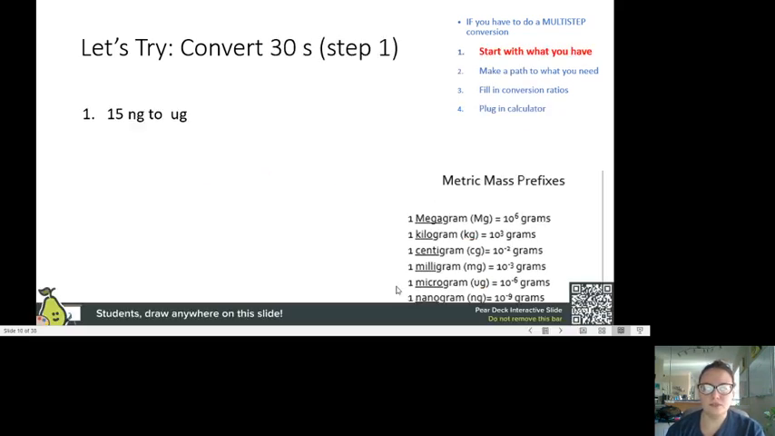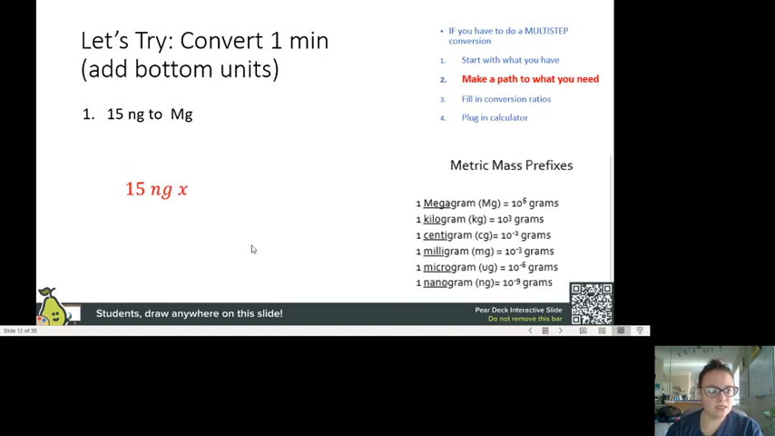So we'll try another one. Start with what we have. They gave us 15 nanograms. Now we need to make a path. I can go nanograms to grams, and then grams to micrograms. So we got grams, and then looks like halfway through I changed it to megagrams. But you always put the grams, or whatever the middle unit is, in the middle.